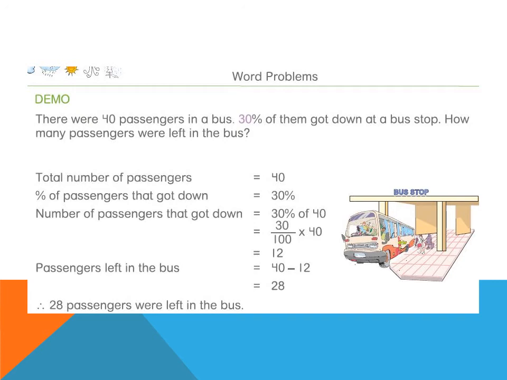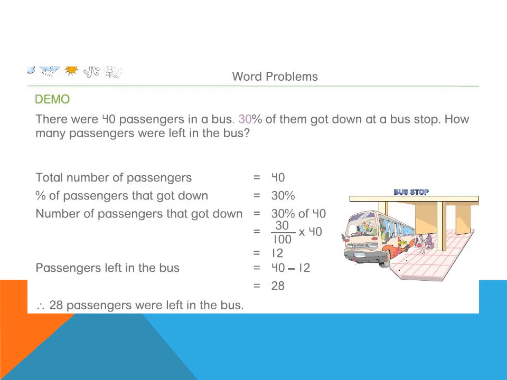So look at the answer. Total number of passengers equal to 40. Percentage of passengers that got down equal to 30%. Now here, please note, you cannot start a sentence with a symbol. This is a printing mistake in your book. Though the percentage sign is used to start the sentence, you will write in words: percentage of passengers that got down equal to 30%. Don't use a symbol to start a sentence.